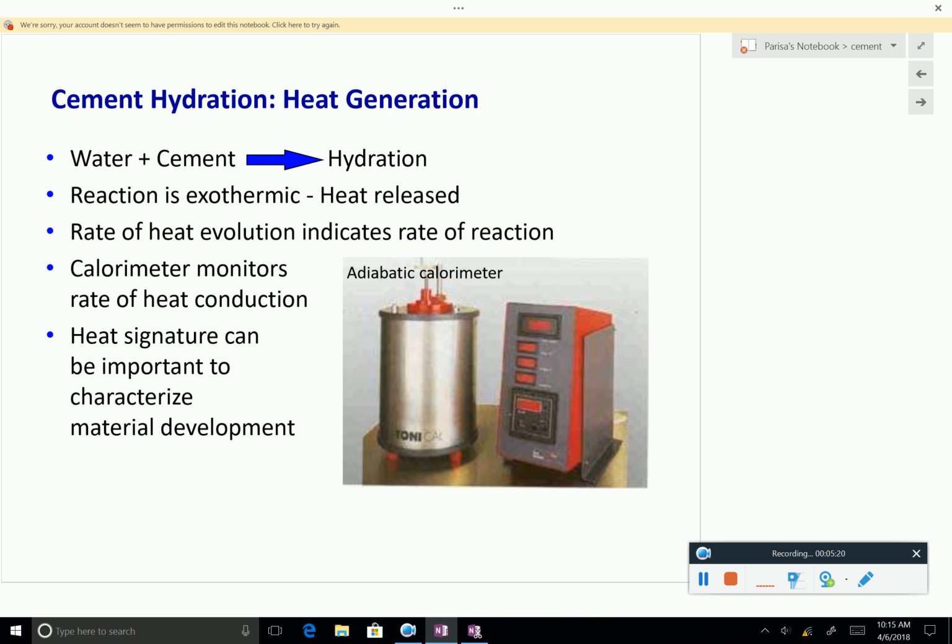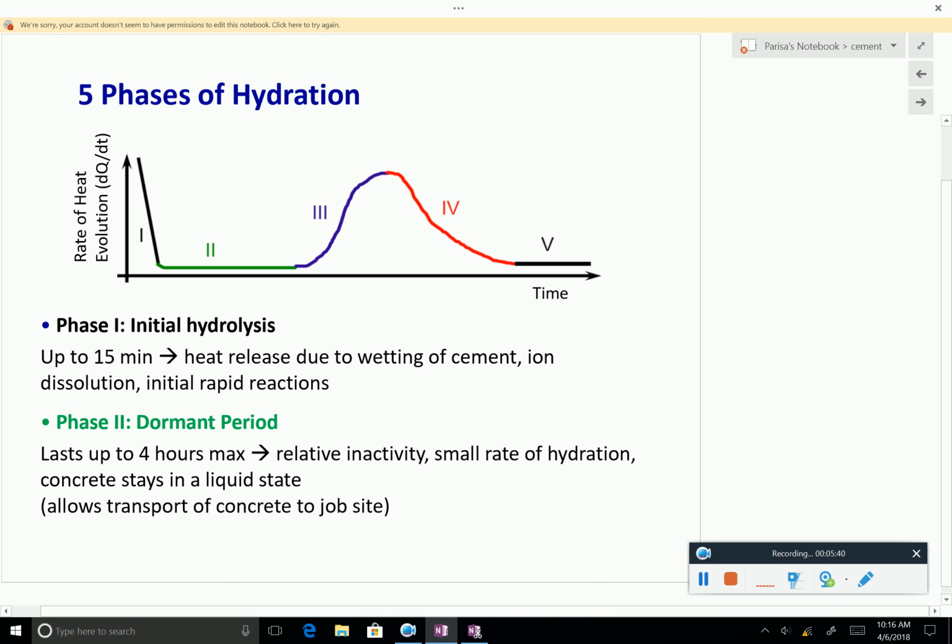What is important is really to know that you have heat generated during cement hydration, and also that this heat is a proxy for knowing how progressed the hydration process is. So from this heat generation, we can actually find out where we are in the process of cement hydration. And this is super important. You need to know the shape of this curve by heart. You need to understand what's happening.